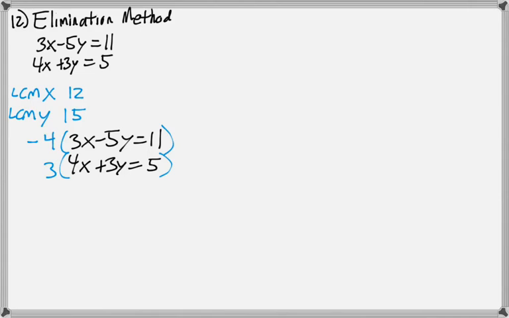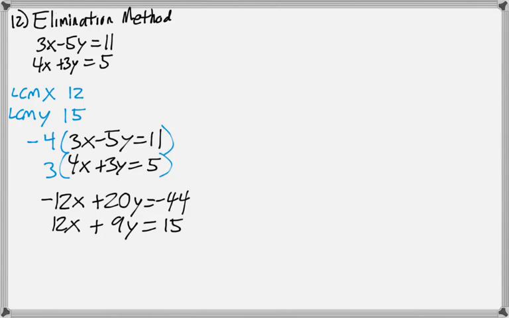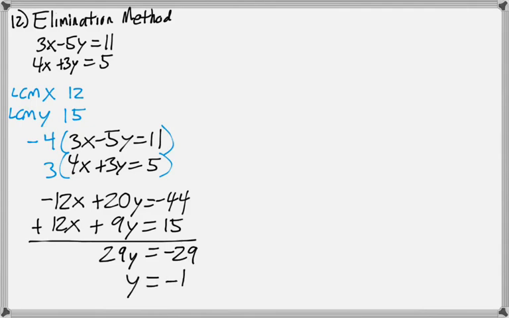So if I multiply across, I get negative 12x plus 20y is equal to negative 44. And I have 12x plus 9y is equal to 15. And if I add these up, then I get 29y is equal to negative 29. And y is equal to negative 1.